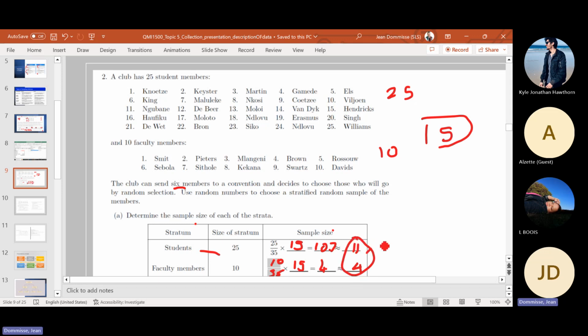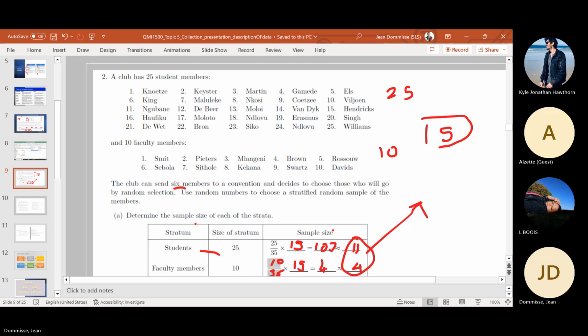So then if I needed to look at my two strata, students versus the faculty, I can only sample 15, then at least I need 11 students and 4 faculty members, then the sample will be representative of a bigger population. Okay, so this can be different in other setups as well.